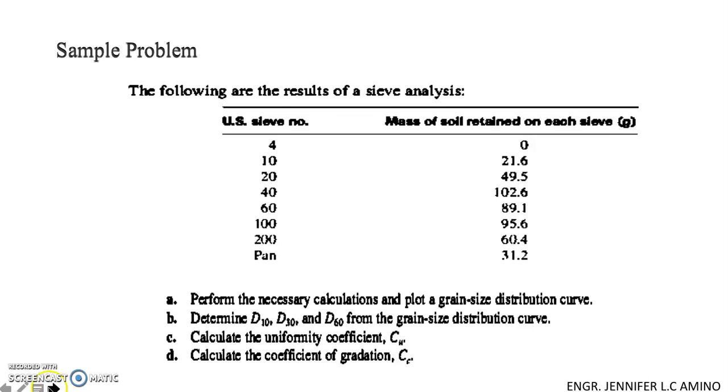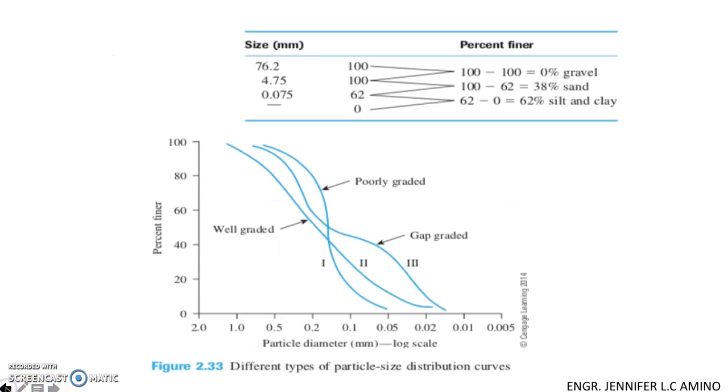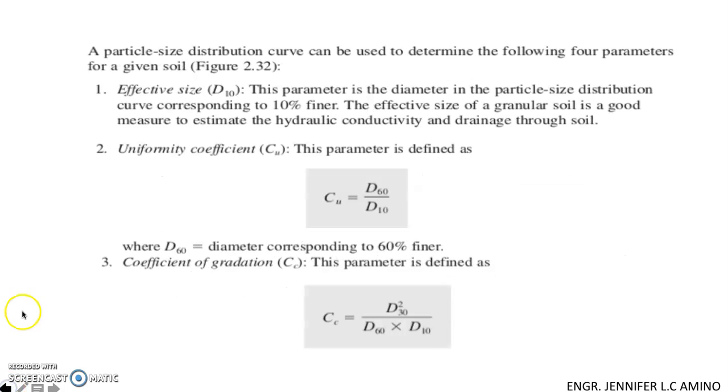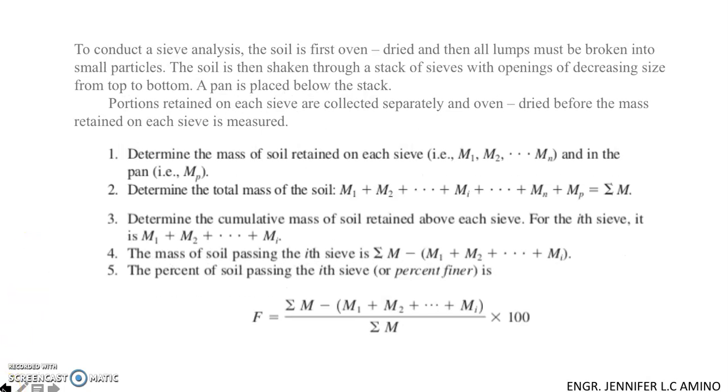Based on the tabulation, you identify the number of the sieve, then the openings on the second column, then on the third column the mass retained per pan, on the fourth column the cumulative mass, and on the fifth column the percent passing.